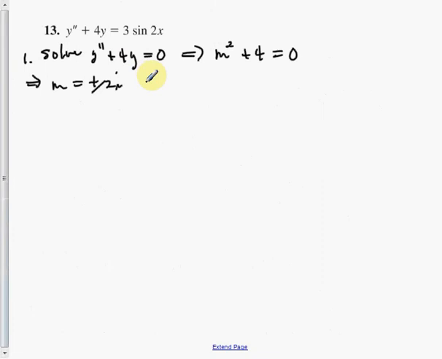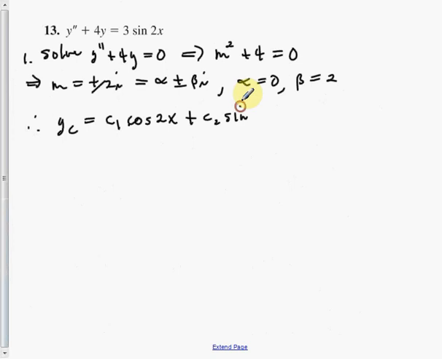So if you think about that, it's supposed to be of the form alpha plus or minus beta i. So alpha is 0 and beta is 2. So we have the solution part that is complex. So y sub c is equal to c sub 1 times cosine 2x plus c sub 2 times sine of 2x.